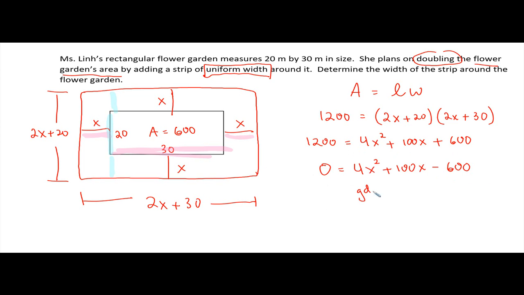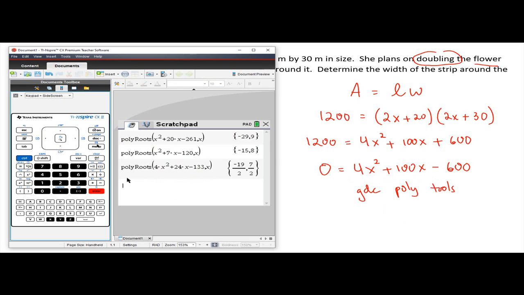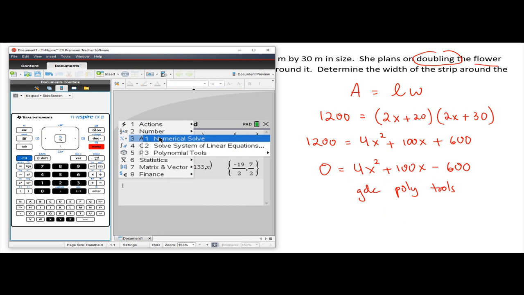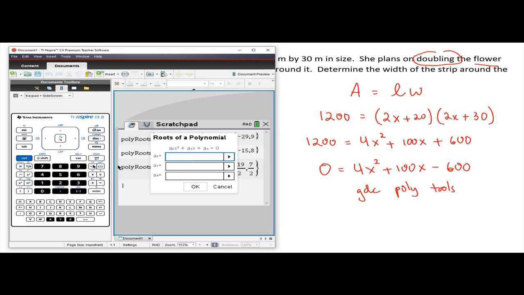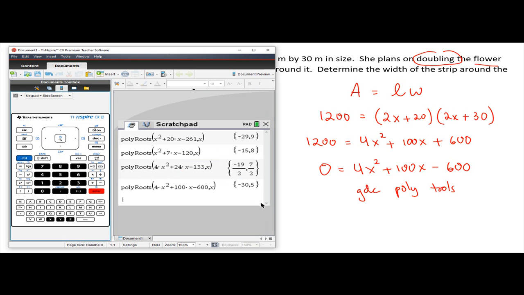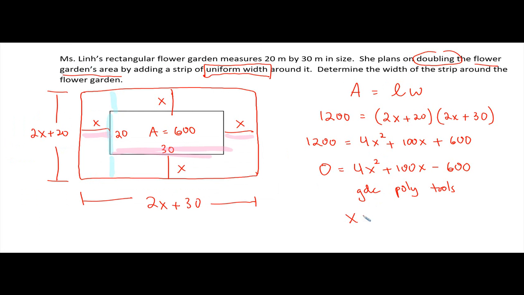So we're going to use the GDC polynomial tools. So once again, our A, B, and C are 4, 100, and negative 600, right? So using the Inspire, go to Menu, Algebra, Polynomial Tools, Polynomial Roots, right? So the degree is 2, click OK, and then just put in the ABC. So 4, 100, and negative 600. Click OK, click Enter, and then we've got our answers. So negative 30 and 5. So x is equal to negative 30, x is equal to 5.